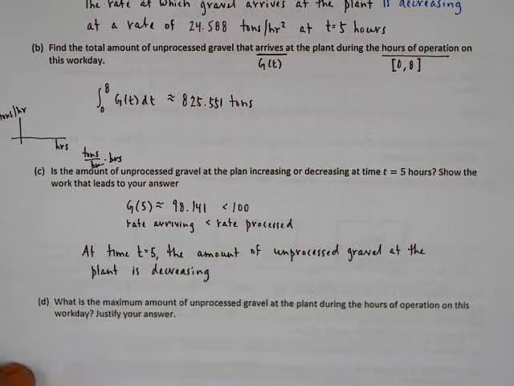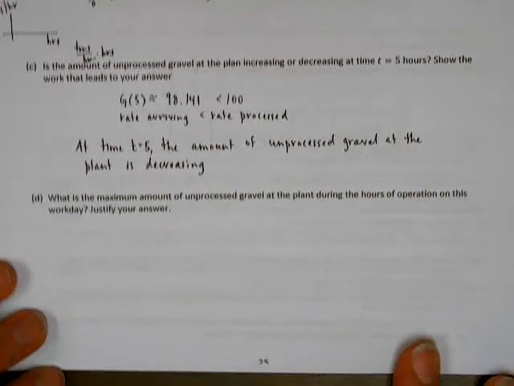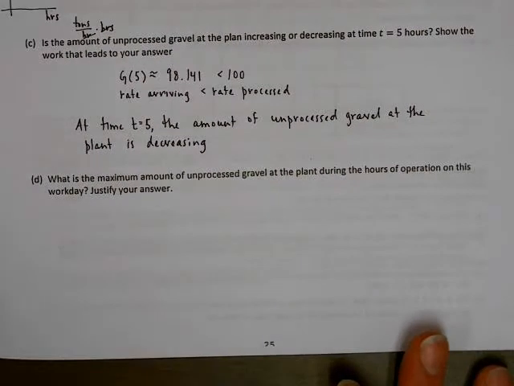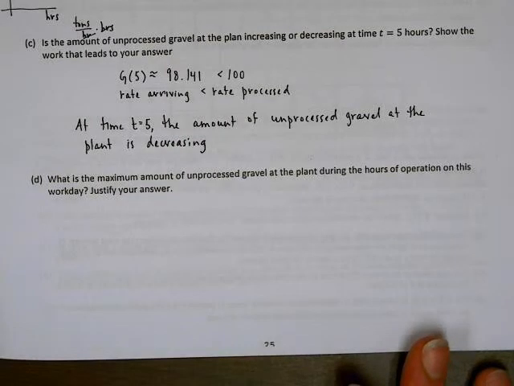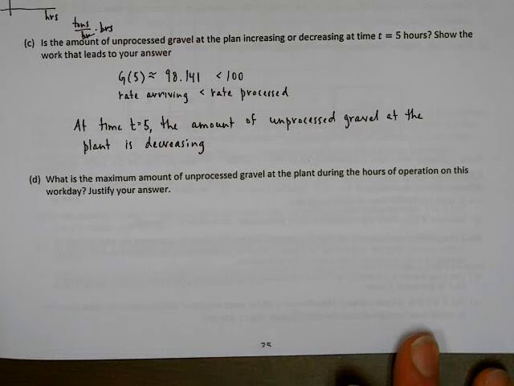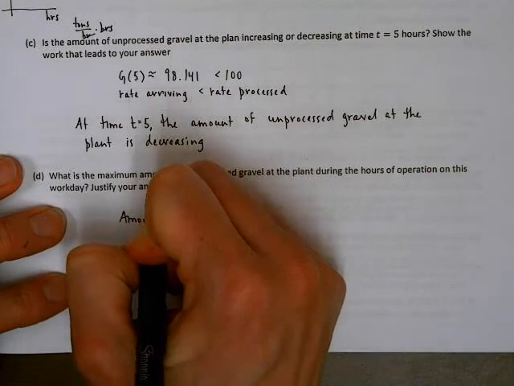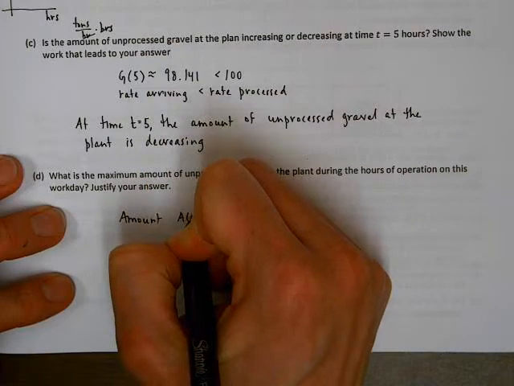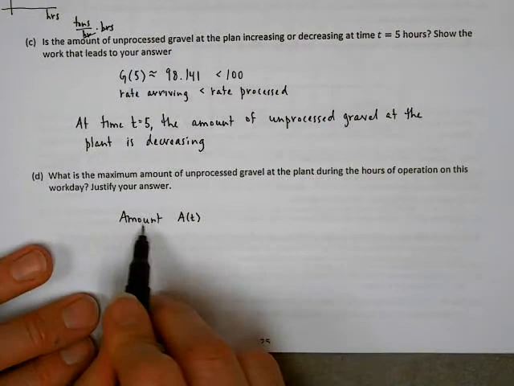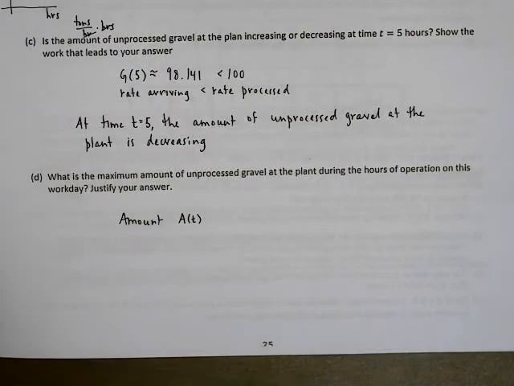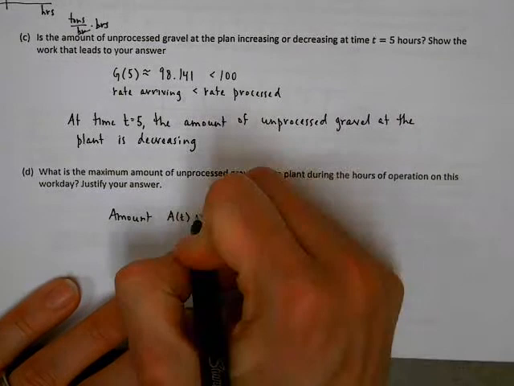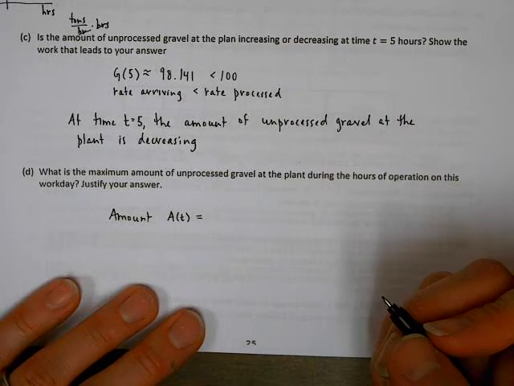All right, the last part here, and this is what we did not get to talk about. It wants to know the maximum amount of unprocessed gravel at the plant during the hours of operation on this workday. So if I want to know the amount, I'm going to call the amount of unprocessed gravel A of t. And notice I'm specifying that's the amount here. So I know the amount of unprocessed gravel consists of 3 parts.